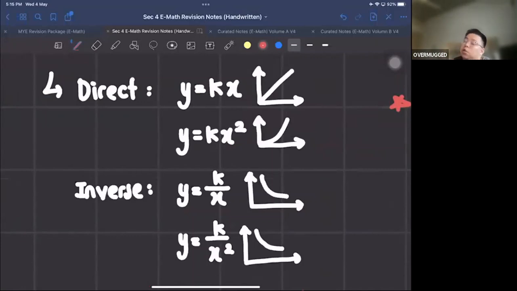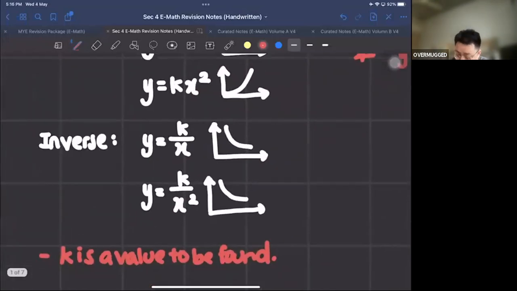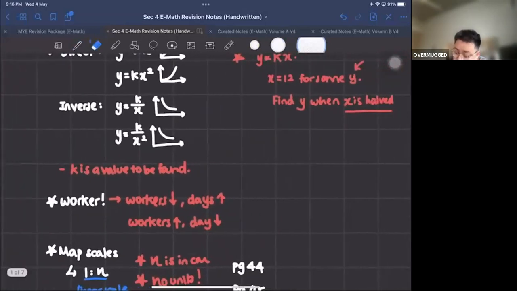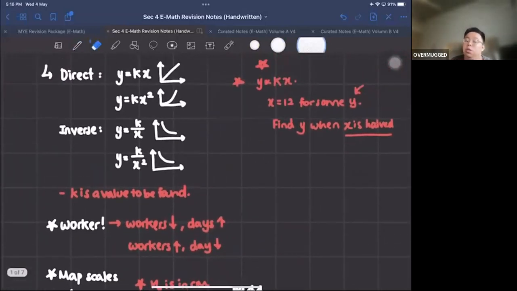If you remember your functions and graph chapter, your 1 over x curve and 1 over x square curve are always of this form. That's how I memorize my inverse curves. Inverse curves are always like this. Please, it is not this. This is wrong. It's not a straight line. The constant k that I've written down here is meant to be found. So in exams, you do need to search out the value of k using the unknowns or variables given to you.